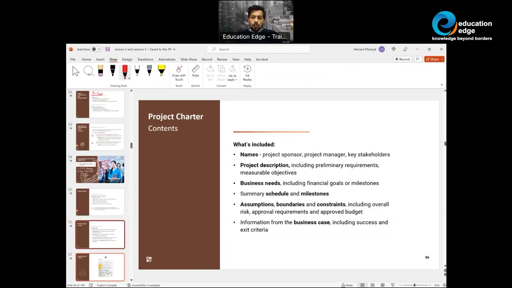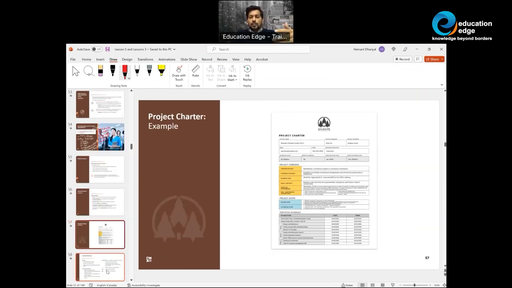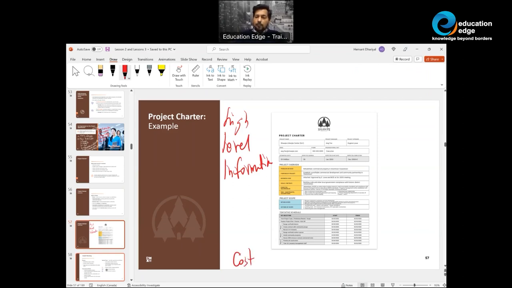Now, what does a project charter contain? PMI has provided a template of a project charter. Again, keeping in mind that the project charter contains only high level information. Another important thing that the project charter contains is about cost. And this is very high level.